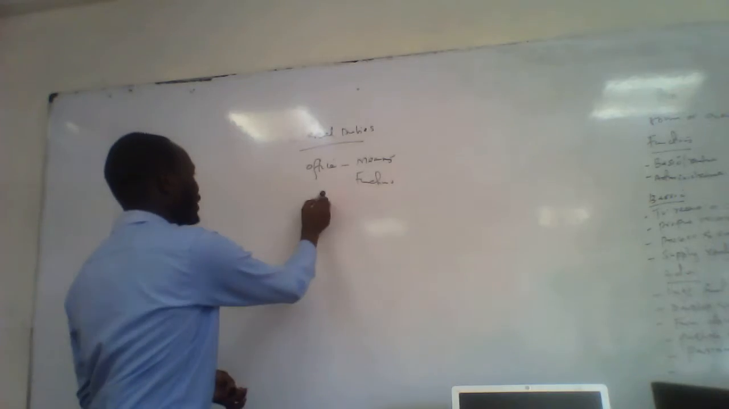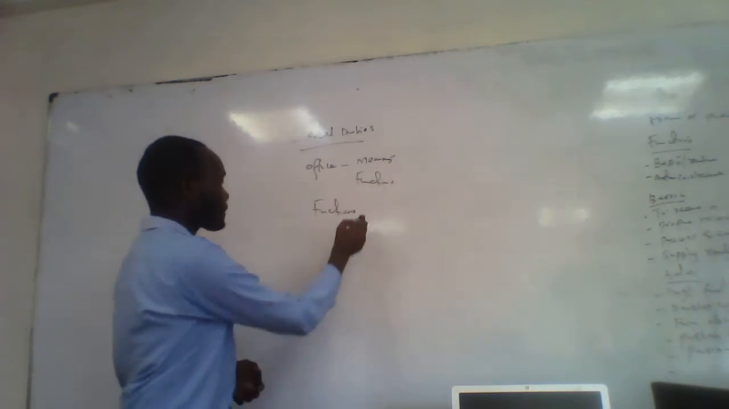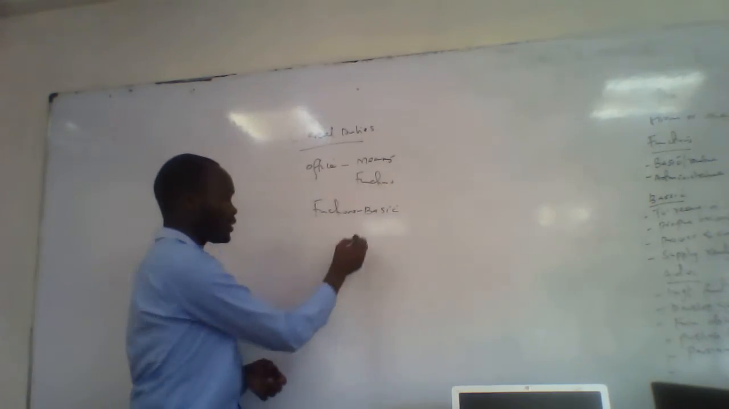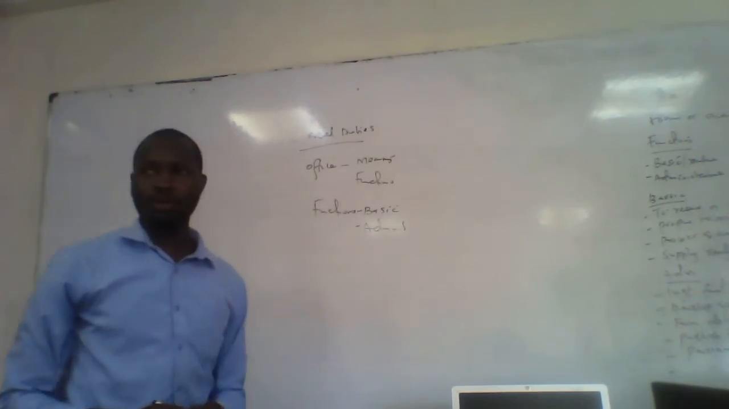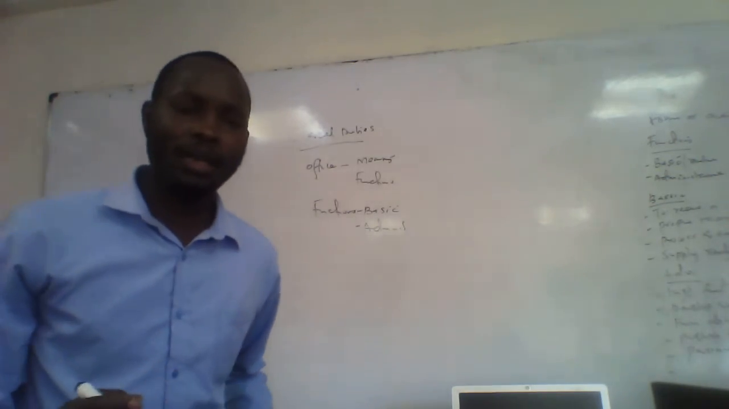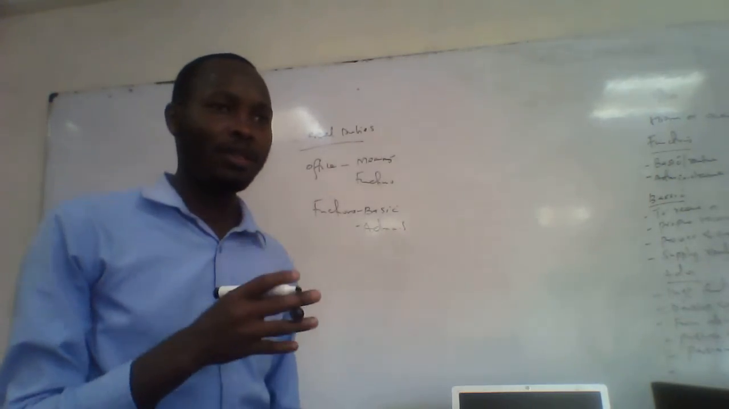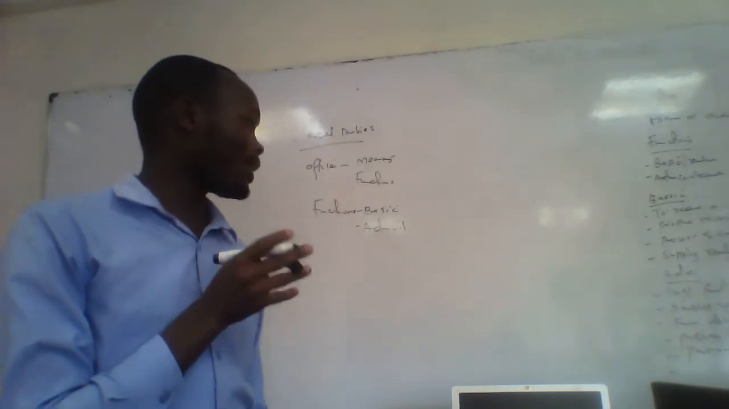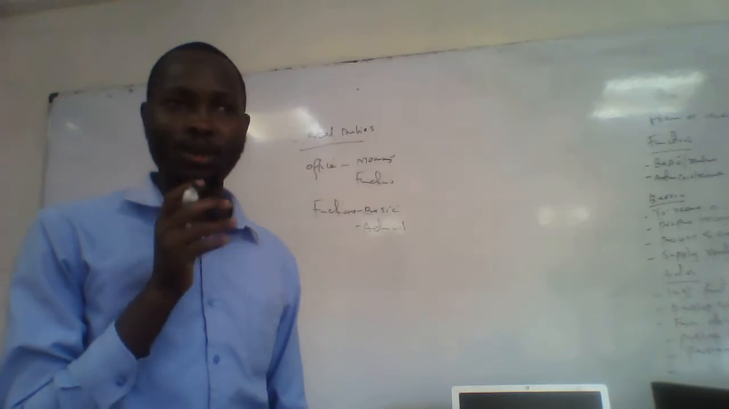Also, we have now the functions of the office. The functions of the office can be classified into two. We can talk about basic functions and administrative functions. Now, a basic function is that activity that an office must have in place such that that institution or that company can attain its own objectives.